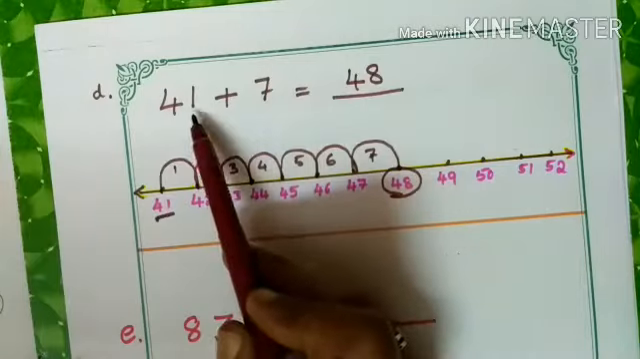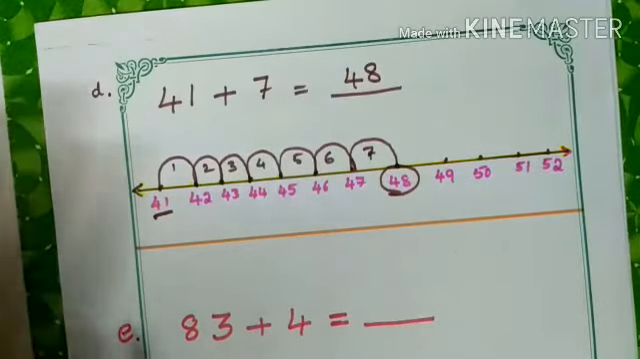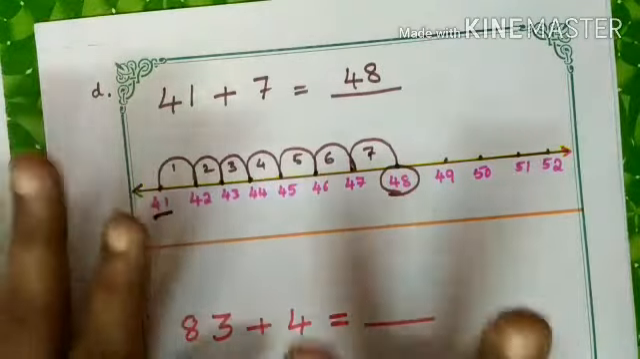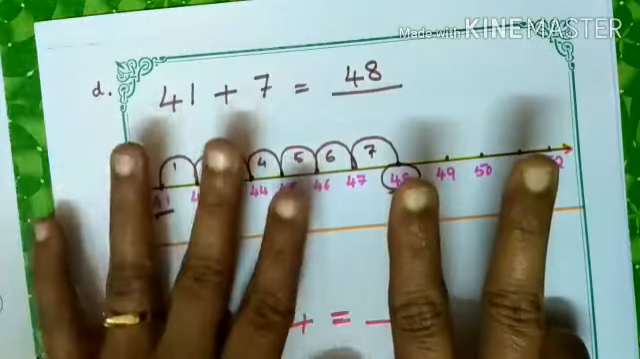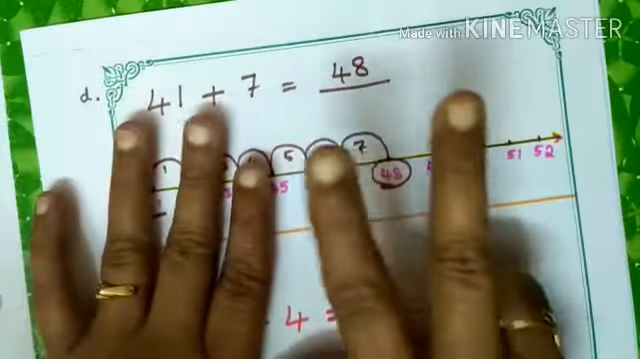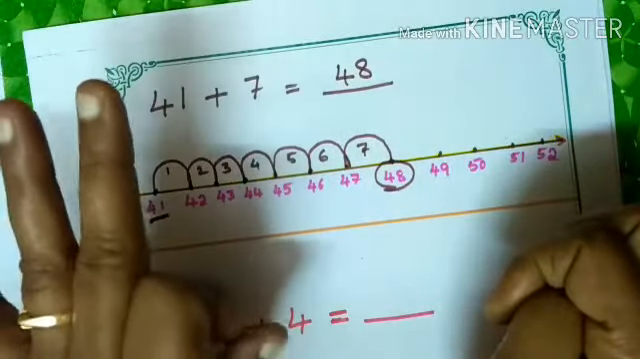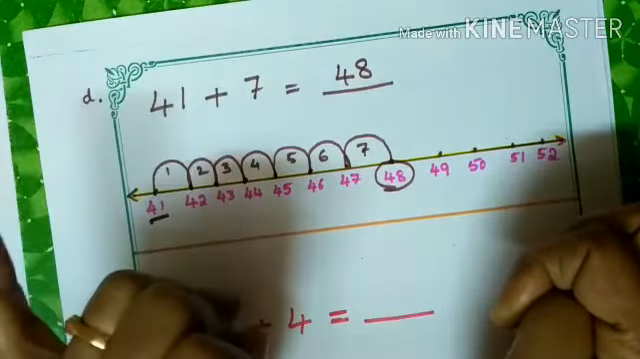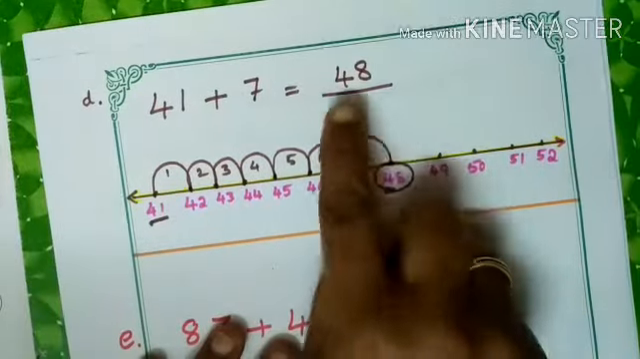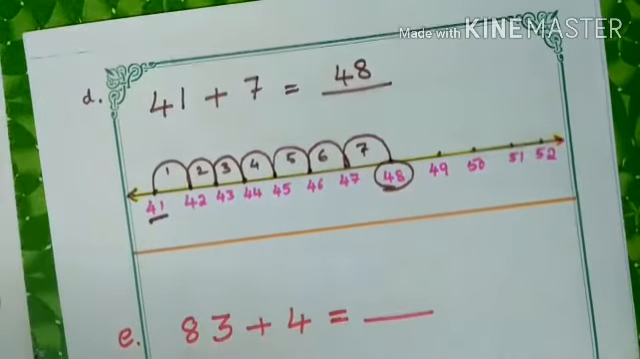41 keep in your mind and 7 in your fingers. Now 41 after 42, 43, 44, 45, 46, 47, 48. Yes, 48 is the right answer.